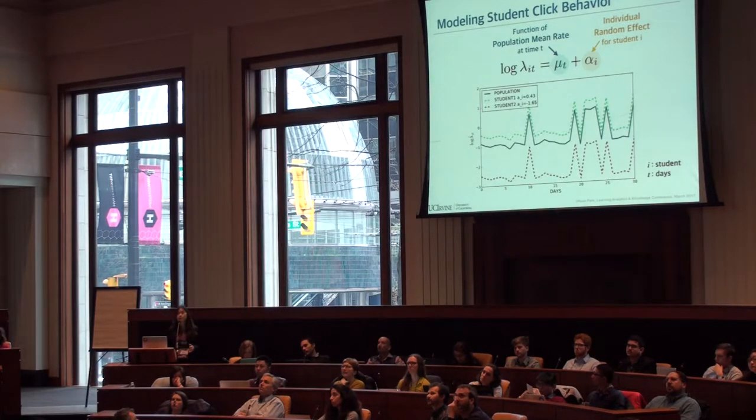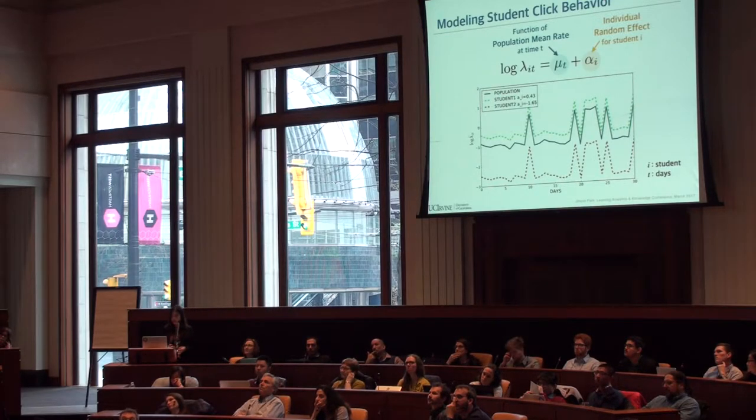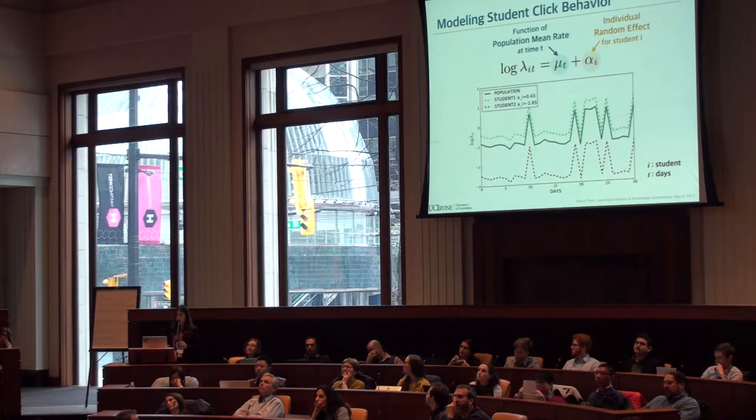This graph is generated from the 400 simulated data that I mentioned in the data section. The y-axis of this graph is the log of lambda_it, and the x-axis is days. This graph is only showing the first 30 days out of 85 days. The blue graph, the middle graph here, is the population graph, which is the mu_t, where the alpha_i is set to zero.